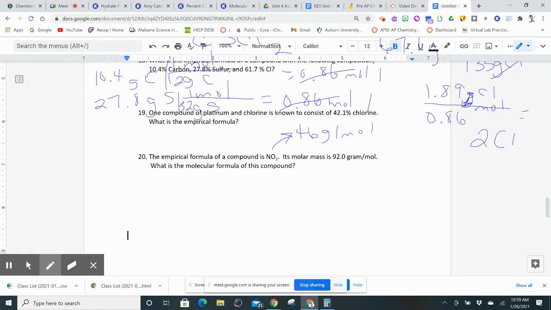Okay, so if I compared 92 to 46, what do I get? 92 divided by 46 is what? 2. Yeah. So that means that my molecular formula is 2 times the empirical formula. So it would be N2O4.